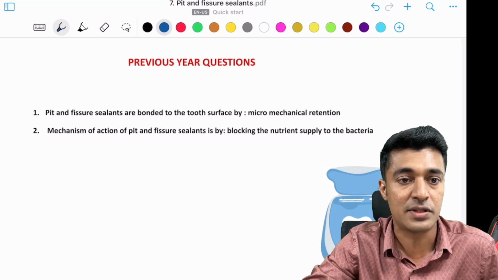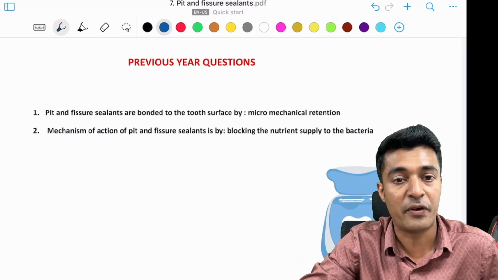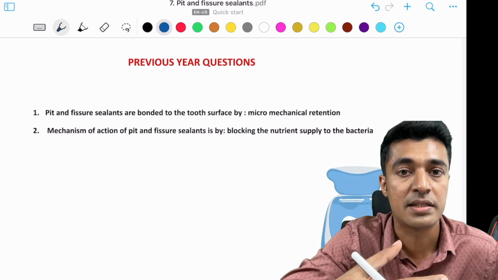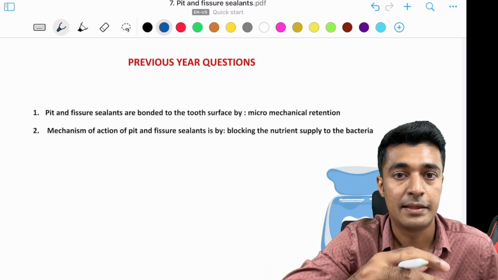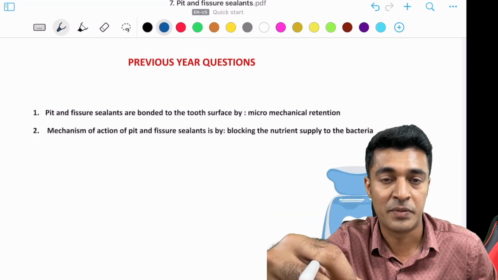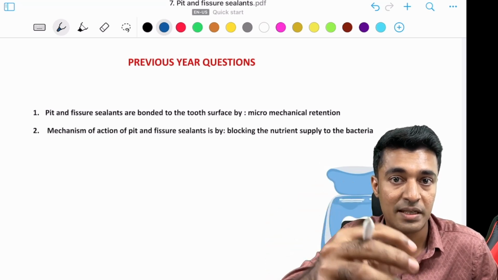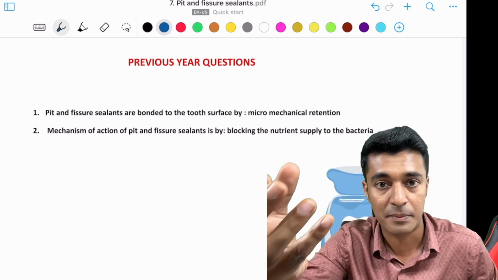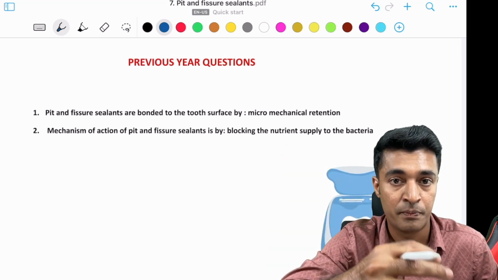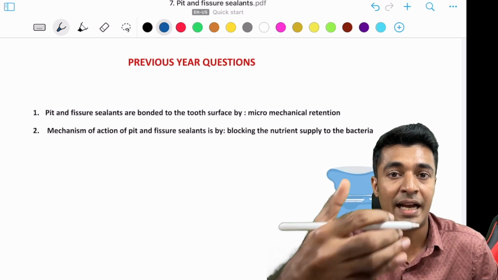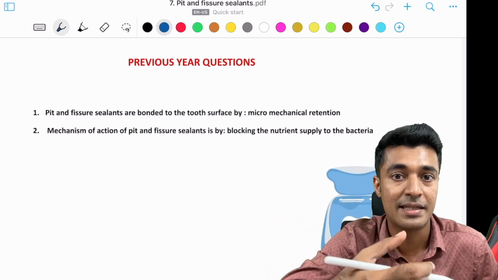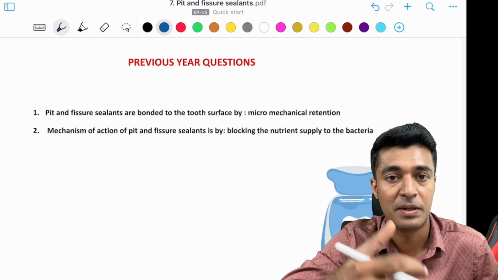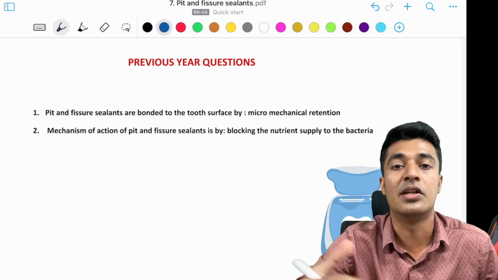And also the second question that was asked is the mechanism of action of pit and fissure sealants. We know that if caries is to progress, the Keyes triad needs to be fulfilled. That is host, substrate, and time. So by restoring the pit and fissures with the sealant, we are actually sealing off the substrate from the carious cavity. So without the adequate supply of nutrition to the bacteria, the carious process will arrest. So that is the mechanism of action of the pit and fissure sealants, because they block the nutrient supply to the bacteria.